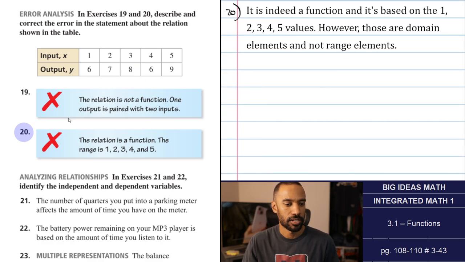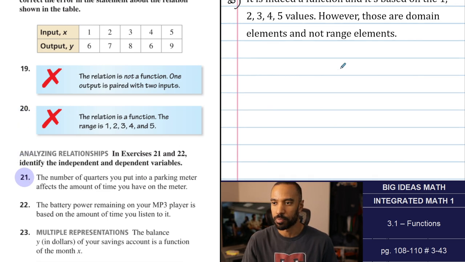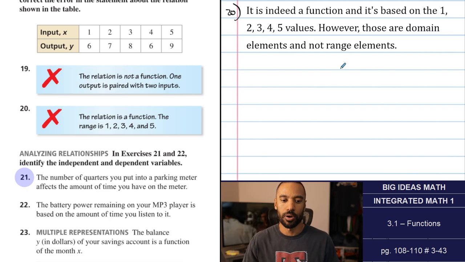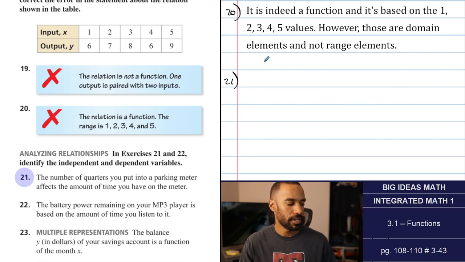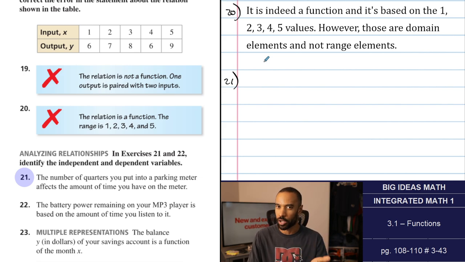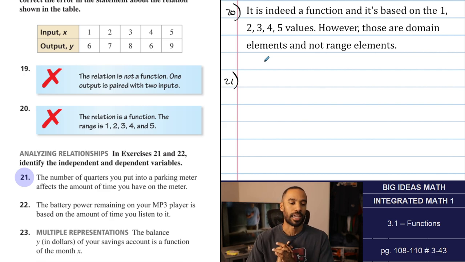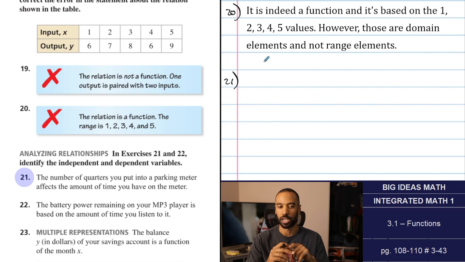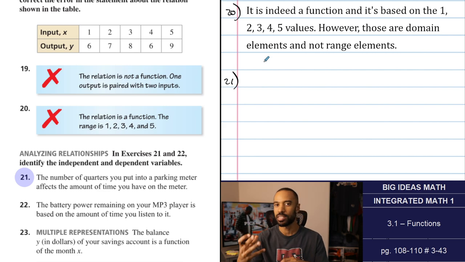Okay, numbers 21 and 22, identify the independent and dependent variables. So number 21 says the number of quarters you put into a parking meter affects the amount of time you have on the meter. Now they're helping you a little bit, as you know, there are other words we can use other than depend. They said affects, you can hear causes, you can say is based on, things like that. Operates, allows for, that kind of stuff. So they say the number of quarters you put into a parking meter. I put quarters in the meter, boom, it tells me how much time I'm gonna have. It sounds like the amount of time there is depends on the number of quarters.